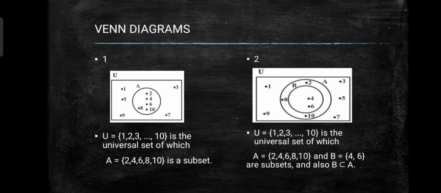So now you have this example. A is a subset, and the universal set is 1 to 10. A is the subset 2, 4, 6, 8 and 10. In the circle you have the elements of the subset and the remaining elements outside the circle. So 2, 4, 6, 8, 10 would go inside the circle because they're in set A, and the rest of the elements from the universal set go outside the circle but inside the square, because they're in the universal set. So that's how you represent them.